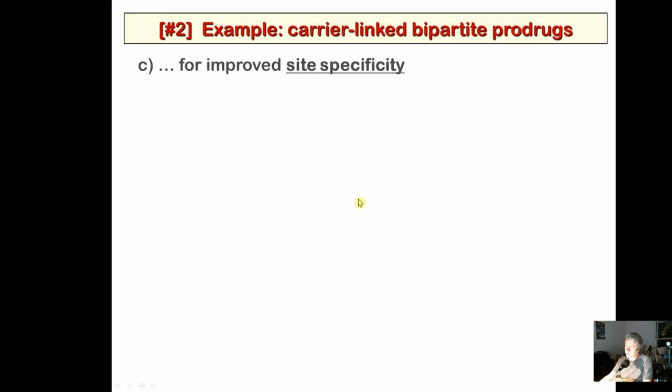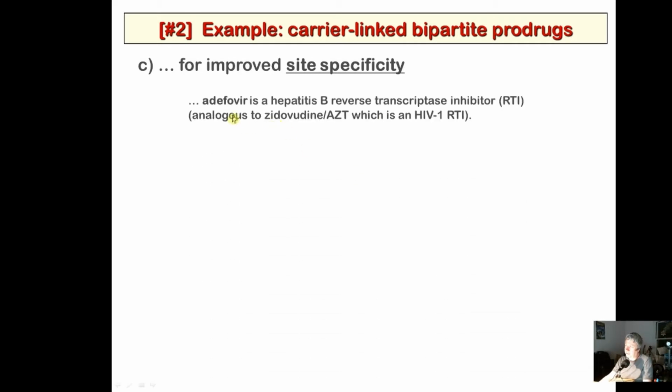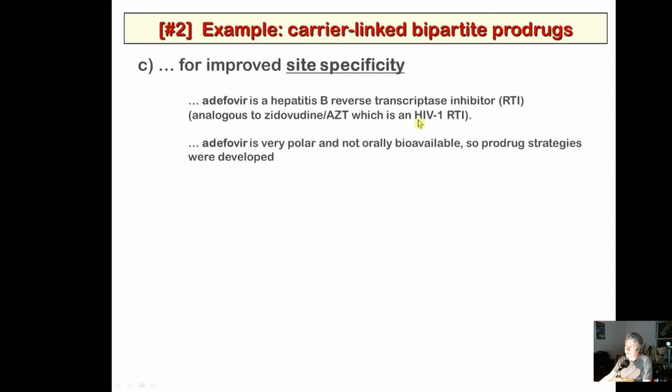Site specificity, another example. Adefovir is a hepatitis B reverse transcriptase inhibitor, RTI. And this is kind of like what we've seen before, zidovudine, AZT, which is an HIV-1 reverse transcriptase inhibitor. So these do the same kind of thing, but they're different viruses, hepatitis virus versus HIV virus. So it's very polar and not orally bioavailable. So prodrug strategies were developed.